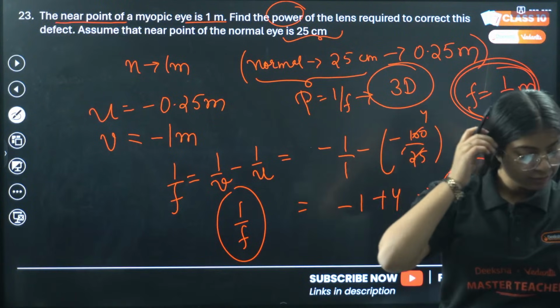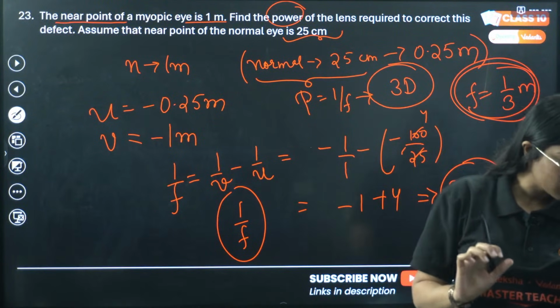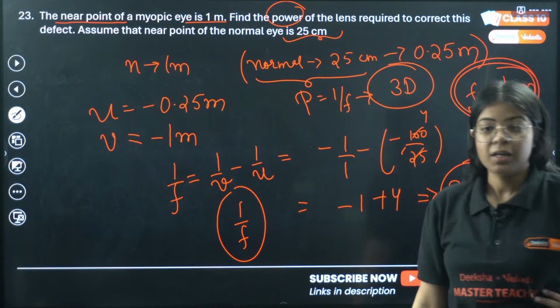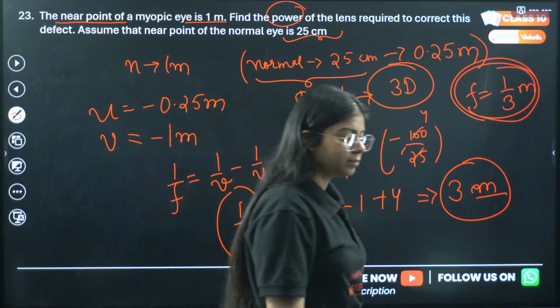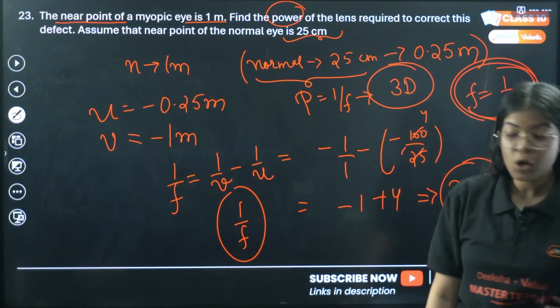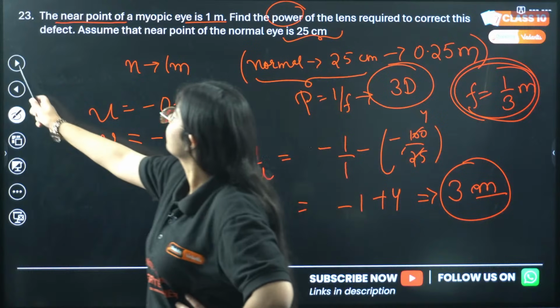Everyone understood? Everyone got 3 diopter as the answer. Lots of you got 3 diopter. Very good. Can we move on to the next question? Okay, let's move on to the next question.